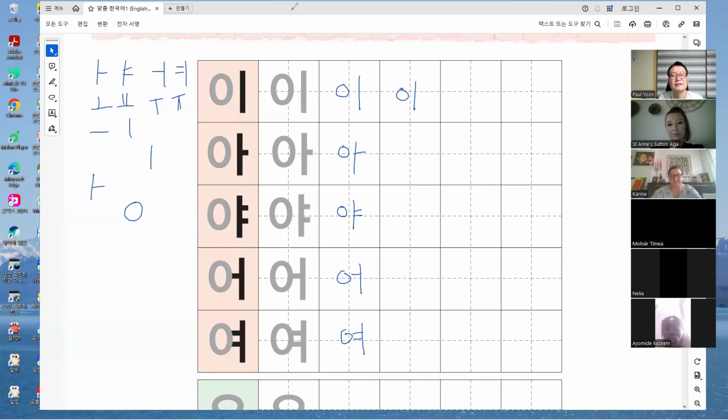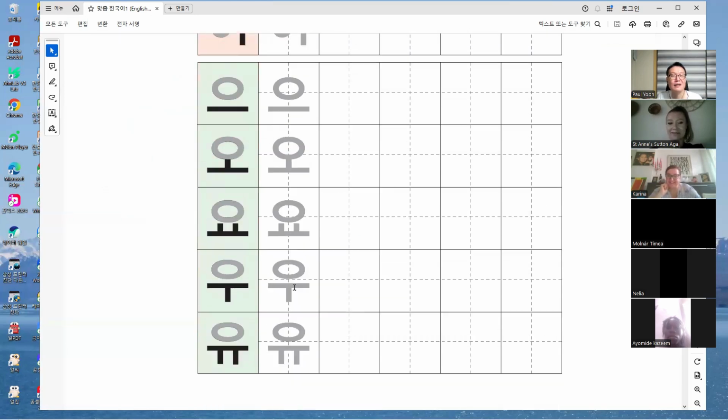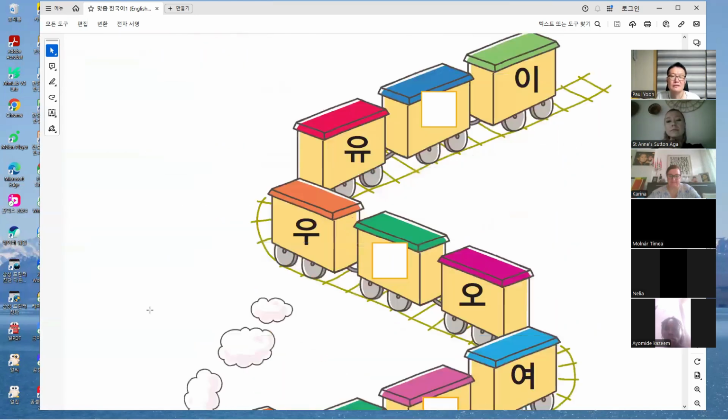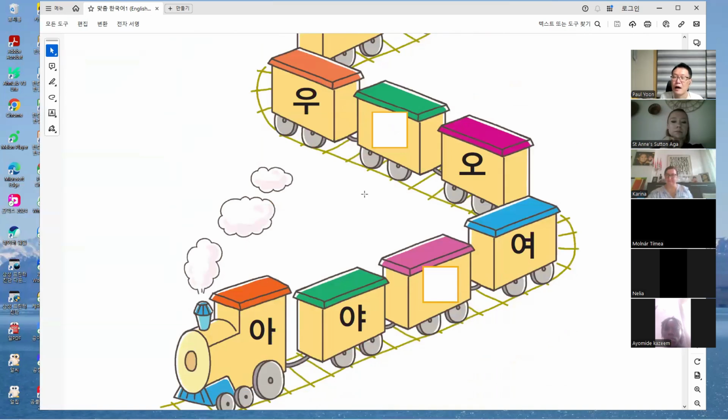Why do we need a circle? That's the regulation. Our rules. I don't know why. Regulation. Rules. And U, like this. U. O. Yo. U. Like that. So it looks like a kindergarten game, right? So let's try that. This one.